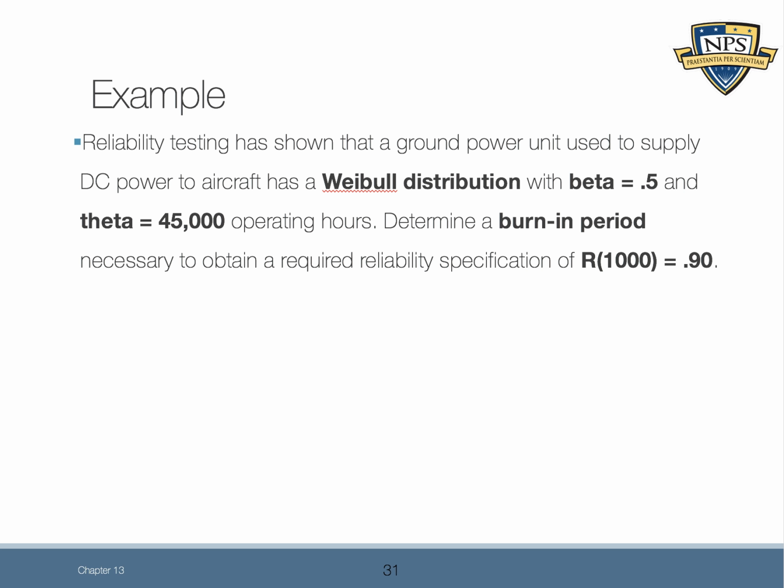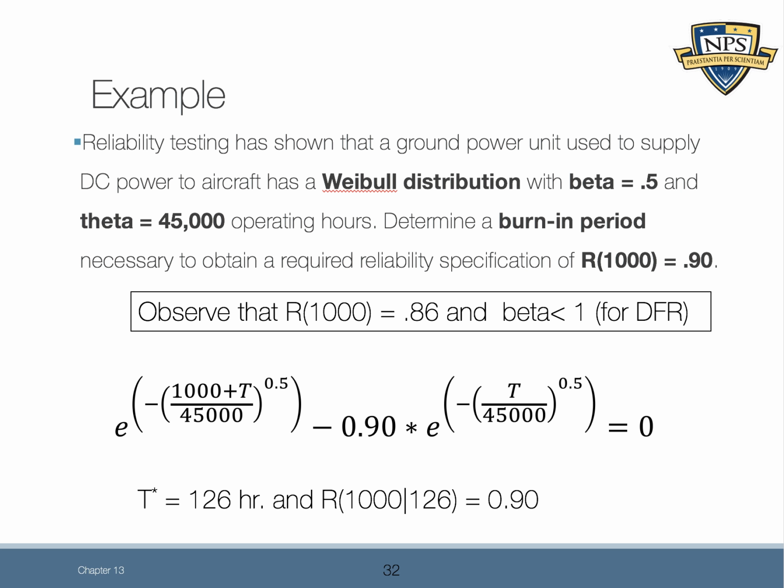Okay, so I'm going to just jump into the calculation. First off, if you look at the reliability at 1,000 hours, given the information that we know, it is 0.86. That's using the beta value of 0.5, the theta of 45,000 hours, and a t value of 1,000. Essentially, if you do e to the negative 1,000 over 45,000 raised to the 0.5, you get 0.86.